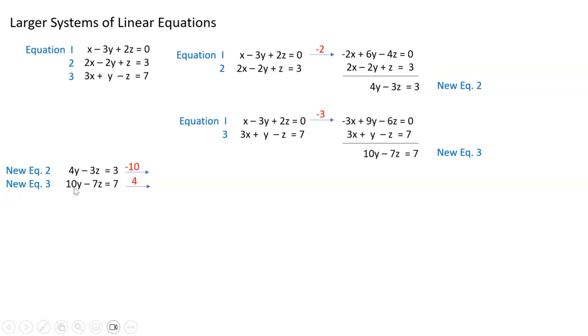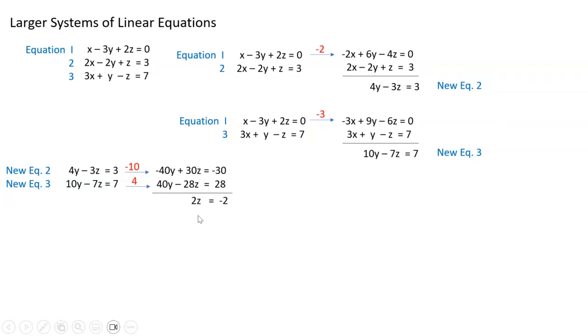The coefficient on the third equation by the first equation, and the coefficient on the first equation by the second equation. But since they're both positive, one has to be negative. So I chose to multiply by -10 on the second equation and 4 on the third equation. This will guarantee that the y's will be eliminated, because -10 times every term in equation 2 will give us -40y plus 30z equals -30. And 4 times every term in equation 3 will give us 40y minus 28z equals 28.